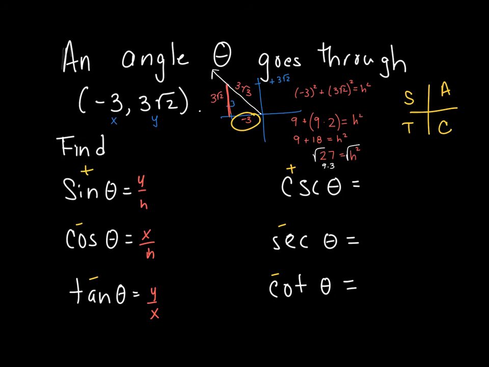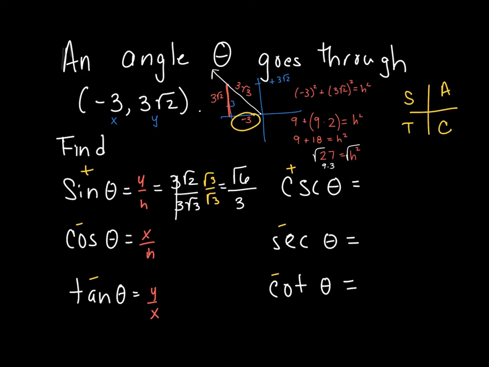So this just becomes 3 square root of 2 all over 3 square root of 3. The 3's cancel and equal 1. Now I have to rationalize. I rationalize by taking the square root of 3 over the square root of 3 for both. And then I get the square root of 6 all over 3. Now I'm going to take the reciprocal, and I'm going to start with this one.